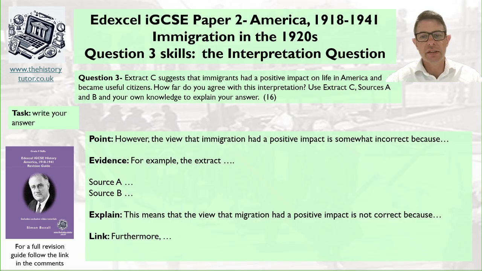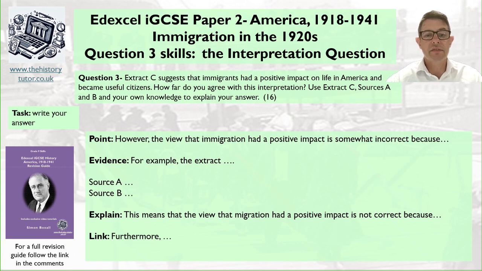Maybe the sources don't quite agree and your knowledge doesn't quite agree. So perhaps we could talk about how there are negative attitudes towards immigrants by the 1920s. The laws are negative and that doesn't really support the idea in the extract. So have a go at a paragraph now about how groups like the KKK and the laws and the anti-immigration feelings in the 1920s don't really support this idea.